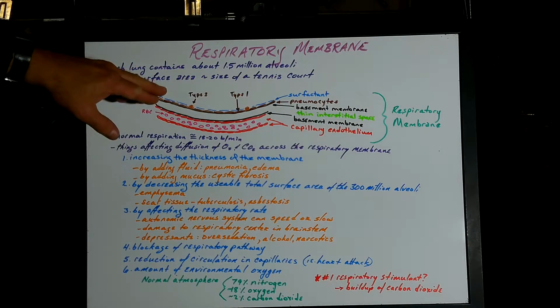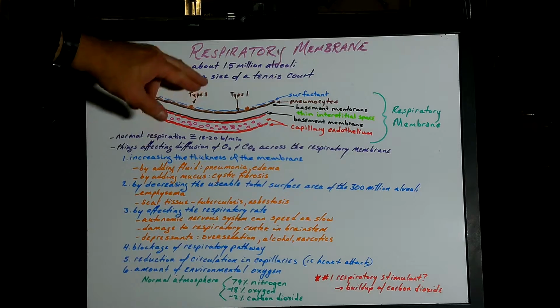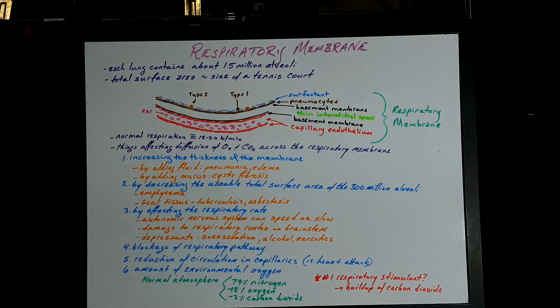So if we add fluid in here, that's going to increase, see, the air's up here, the air would then have to go over the fluid to get this way. So we're increasing the thickness. So something like pneumonia, which is mostly pus anyway, or edema, that's when we're just building up fluid, would increase the thickness. Also, if we add mucus, the disease cystic fibrosis results in a thick mucus buildup inside the lungs. And so that will increase the thickness of the membrane and make respiration more difficult.